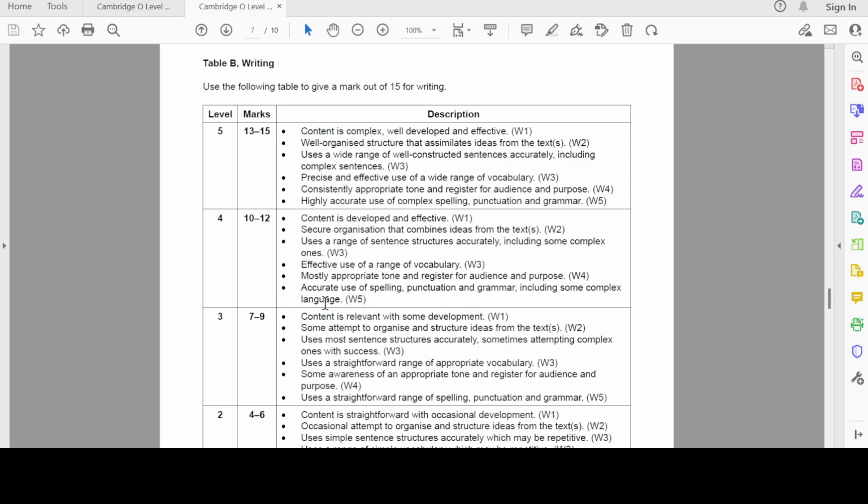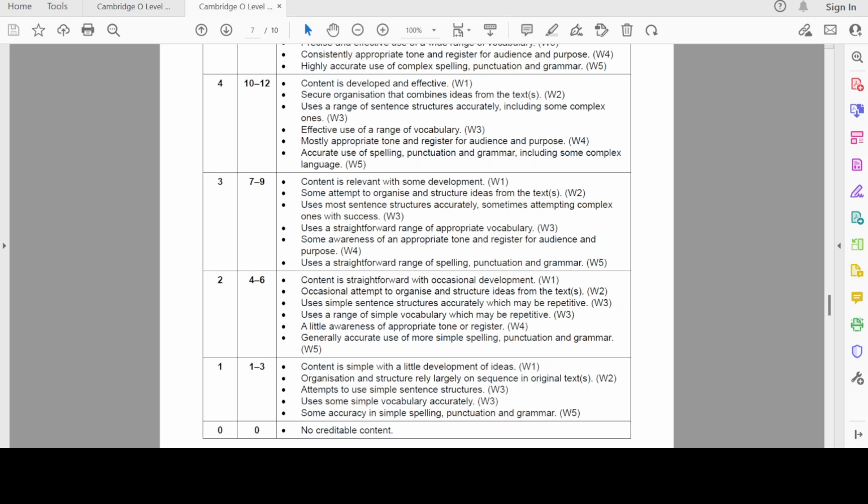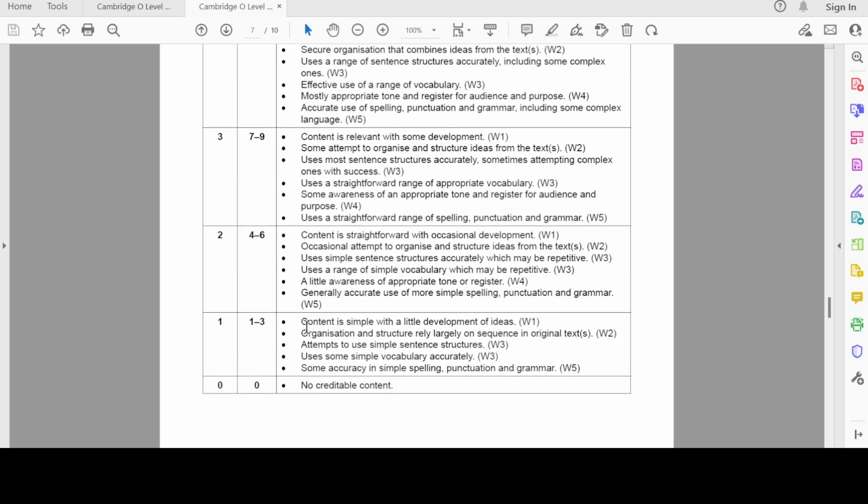Secondly, right, the 15 marks for writing. So obviously, if there's no credible content, then no marks. 1 to 3 marks, that's level 1. Content is simple with a little development of ideas. Organization and structure rely largely on sequence in original text, so own words have not been used. Attempts to use simple sentence structure, so there's no compound or complex sentences and no use of punctuation to form larger pieces of text and more complicated sentence structures.